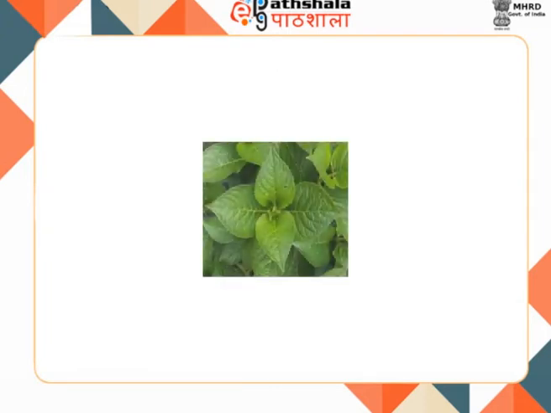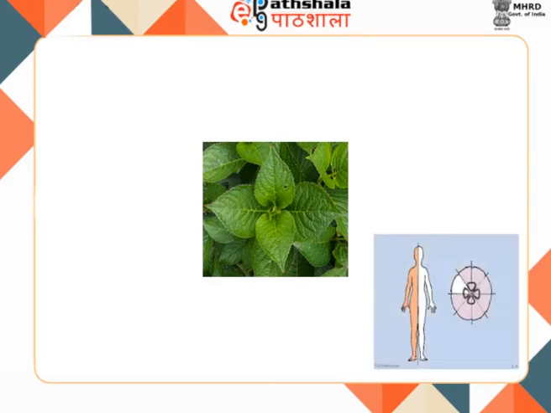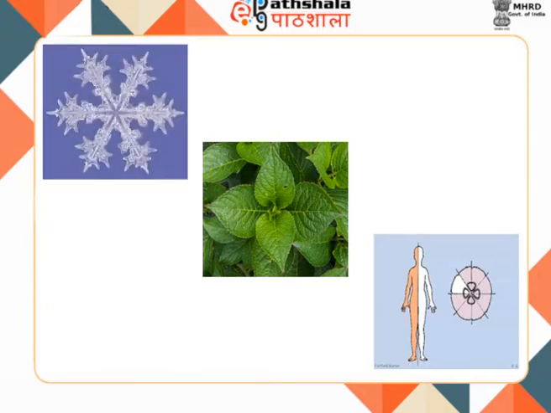Symmetry is a widely distributed property in nature. For example, human body is symmetrical. Its left-hand side is the mirror image of the right-hand side. Some more examples of symmetry in nature are illustrated in the figures shown.